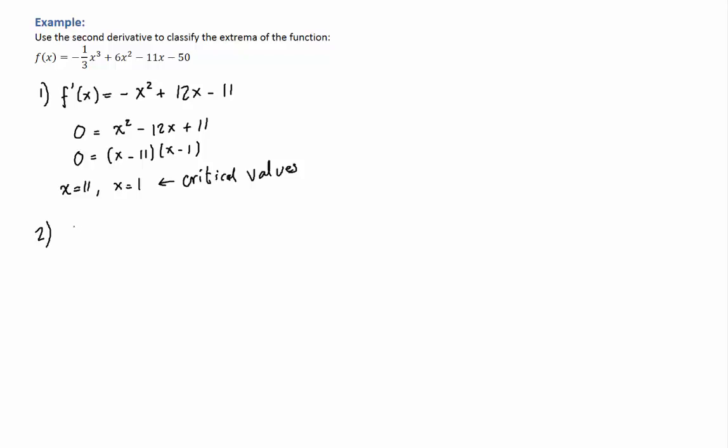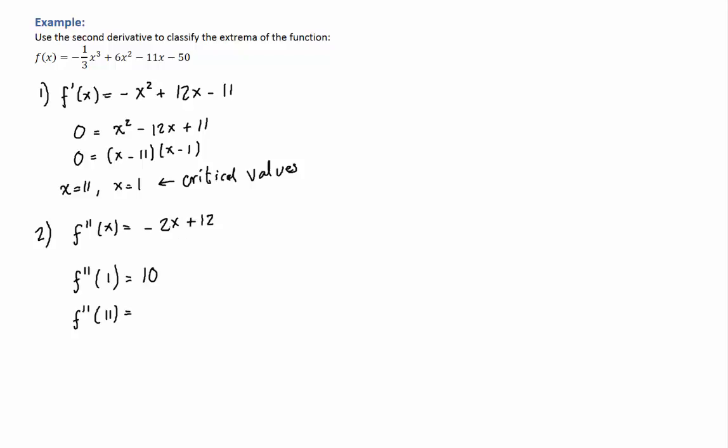So then what we're going to do is find our second derivative. In this case, we get negative 2x plus 12, just the derivative of our first derivative: negative 2x, and here we get plus 12. And we are going to evaluate that second derivative at both critical values we found, so 1 and 11. For x equals 1, this would be 12 plus negative 2, which is going to be 10, just plugging it into the second derivative.